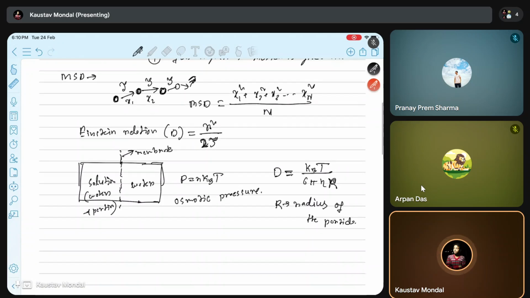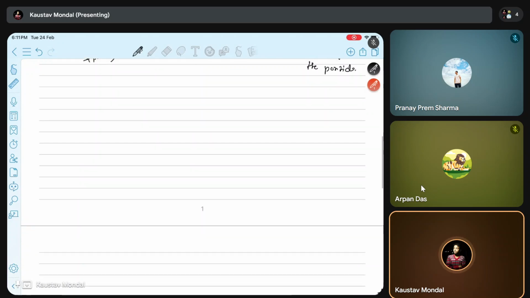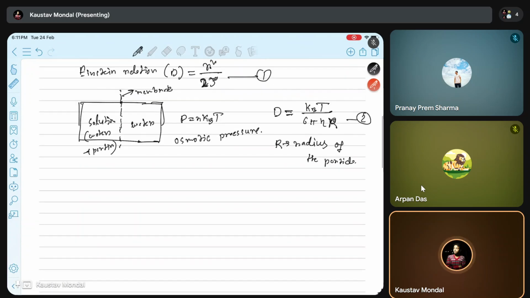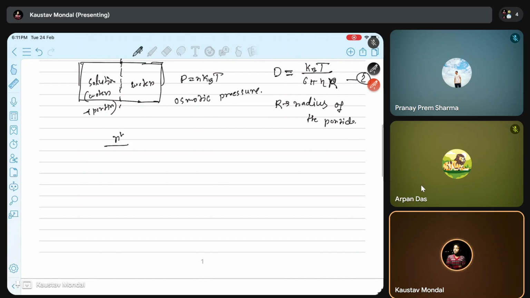Now, if you compare these two equations, equation 1 and 2, this gives you r square by 2 tau equal to kBT into 1 by 6 pi eta r. Or you can write it like this also, r square equal to R by NA, since you can break the kB into R by NA, into 1 by 3 pi eta R tau.